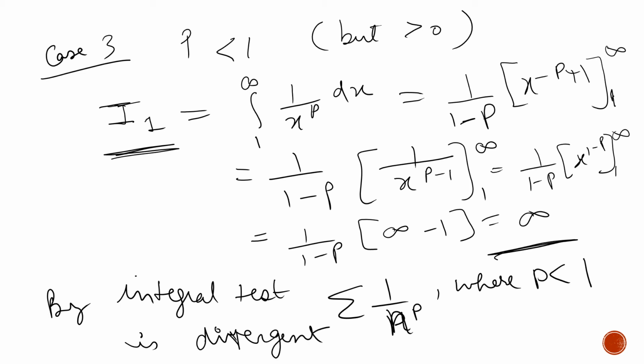So we have shown an important result using the integral test, that this series will be convergent if p is greater than 1, and it will be divergent if p is less than or equal to 1. Let us do a last example on the integral test. So we want to check the convergence or divergence of this series by integral test.